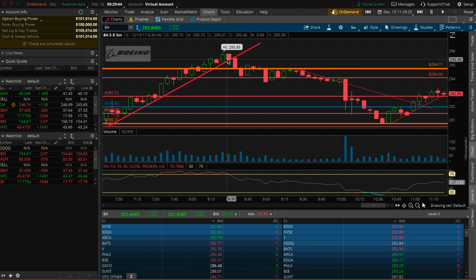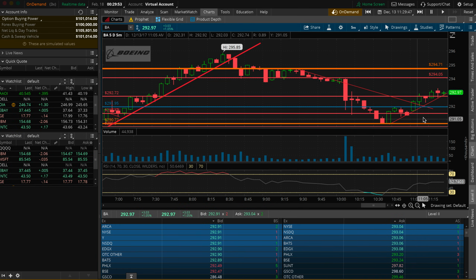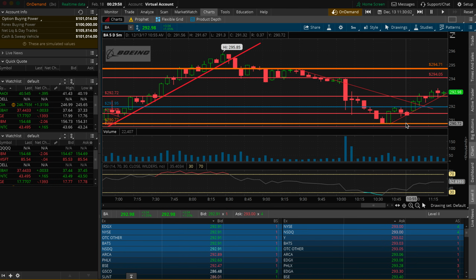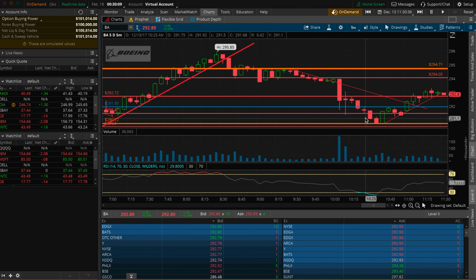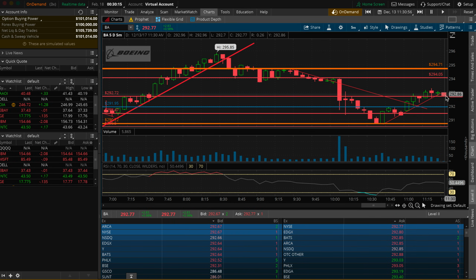Strong uptrend, consolidation, fall, V-shaped recovery, hit right off of the major support, to another uptrend. Not as strong as this uptrend, but it's doing all right. Maybe losing steam a little bit, starting to consolidate.